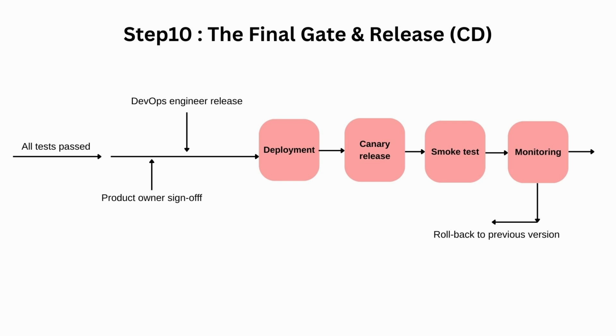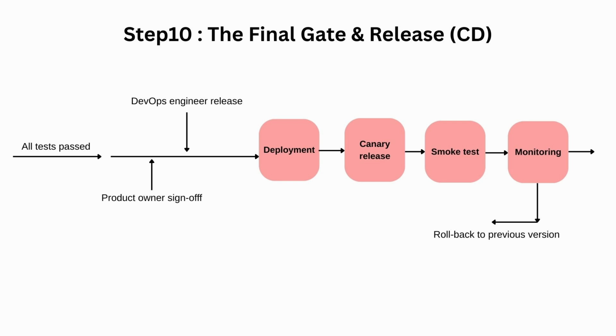At the end of the sprint, the code approaches the final gate, release to the live environment. With the product owner's sign-off, the DevOps engineer uses Azure Pipelines release to push the approved code forward. This stage is powered by continuous deployment, CD, meaning that once all gates are passed, the code flows automatically to users. To reduce risk, a Canary release sends the update to a small group first, just 5% of users, so the team can monitor for errors.